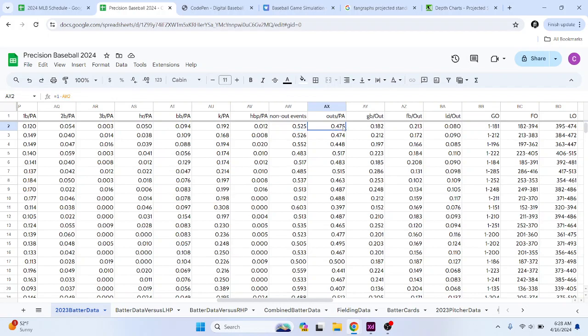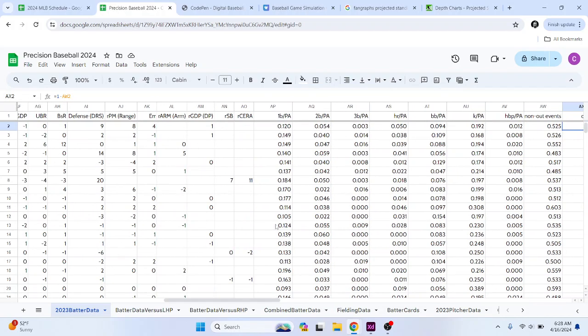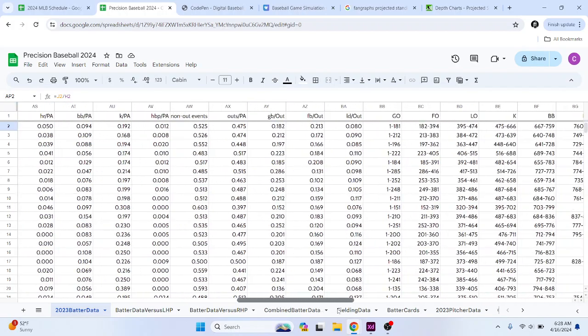And then I subtract that from one, and then I get all of the out events per plate appearance. So these are all the non-out events per plate appearance. These are the outs per plate appearance. And then I take their ground ball, fly ball, and line drive percentages, and then I sort of divvy up this 4.475. And so his single percentage per plate appearance, he has a 12% chance.